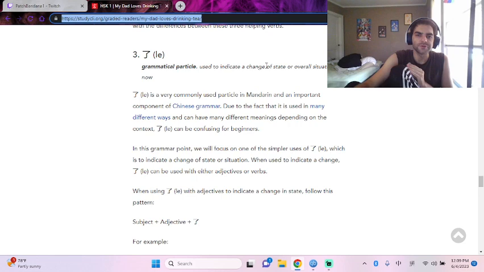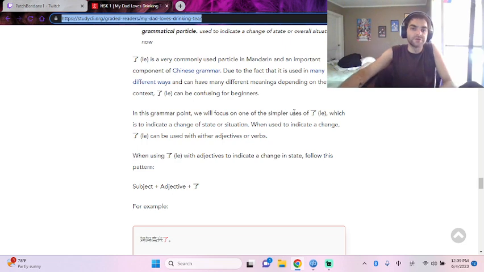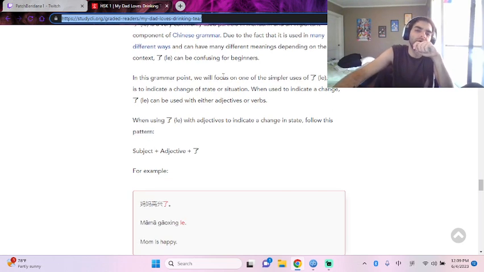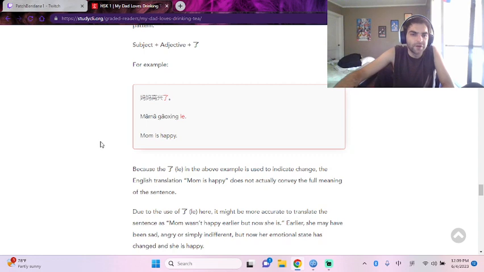Le, grammatical particle, used to indicate a change of state or overall situation. Now, le is very commonly used. Le is a very commonly used particle in Mandarin and an important component of Chinese grammar, due to the fact that it is used in many different ways and can have many different meanings depending on the context. Le can be confusing for beginners. In this grammar point, we will focus on one of the simpler uses of le, which is to indicate a change of state or situation. When used to indicate a change, le can be used with either adjectives or verbs. When using le with adjectives to indicate a change of state, follow this pattern: subject, adjective, le. For example, Mama 高兴了.